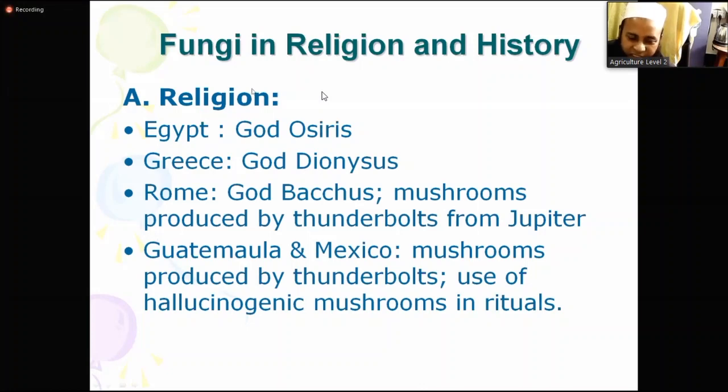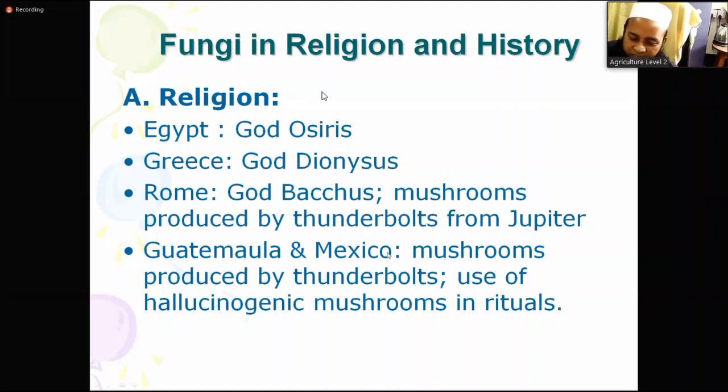So we say religion. In religion, how are fungi related? In Egypt, they believed the god Osiris sent fungi as a blessing to human beings. And in Greece, they also believed their god Dionysus sent some fungi like mushrooms for human beings. In Rome, there is a myth that the god Bacchus sent mushrooms produced by a thunderbolt from Jupiter. They believed their god lived in Jupiter and sent the mushroom by thunderbolt.